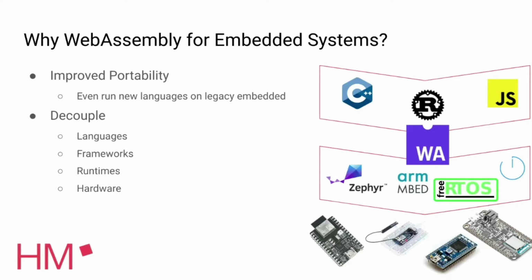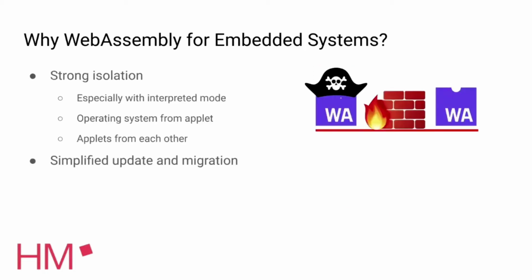You can also decouple languages. You can see at all the layers from the top to the bottom. You can decouple the languages from the frameworks that you want to use. You can have a Zephyr-based operating system running on an ESP, running an interpreter that, on the other hand, runs WebAssembly code that has been compiled from Rust or JavaScript. So it's very interesting.